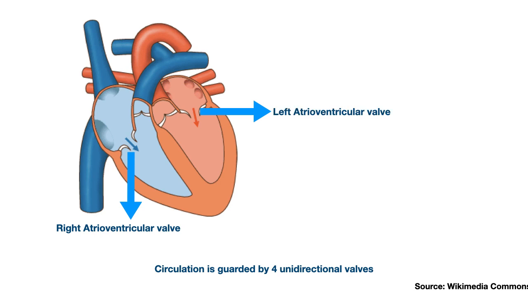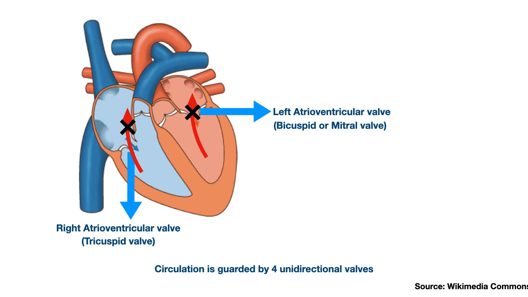These valves are also called the tricuspid valve and the bicuspid or the mitral valve. These guard the right and the left atrioventricular openings respectively, allowing the blood only to move in one direction. They do not allow the blood to move in the opposite direction, and that is where the functionality of the valves comes into the picture.